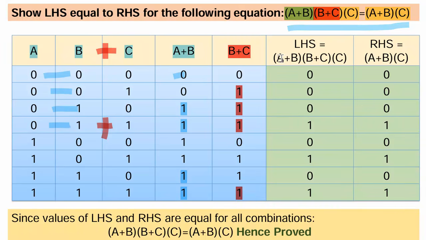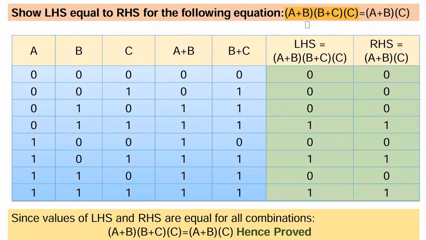Now the left hand side is also done. C is a column that is already present, so there is no need to compute it. Now what are the columns of the right hand side? A plus B, this is also present, and C is also present. Now you need to prove this. What is in the left hand side? The column of A plus B, into B plus C, into C. These three columns need to be multiplied.